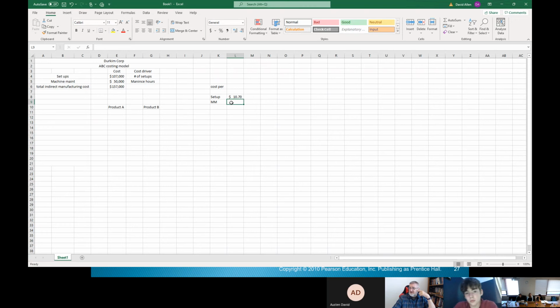Owen, what's our machine maintenance going to cost us? Our machine maintenance would be 50,000 divided by 100. So this block is going to equal the 50,000 divided by 100, because we got 100 machine maintenance hours, right? So for every machine maintenance hour, it's $500. So these totals are going to come into play as we start to do individual product lines.